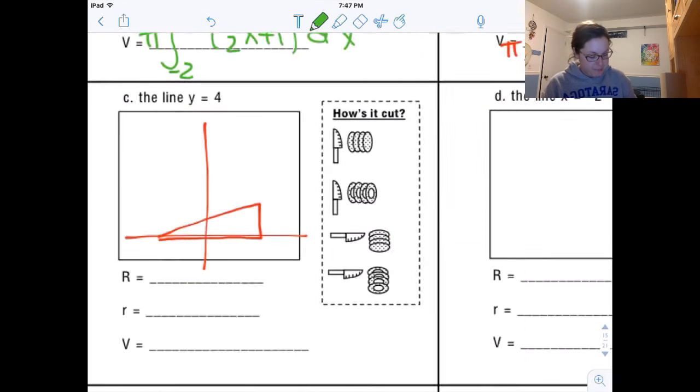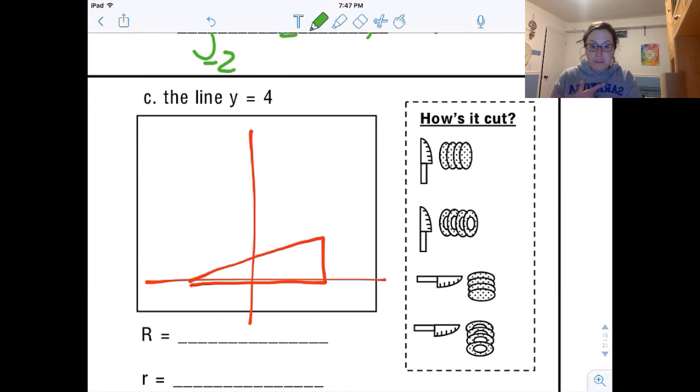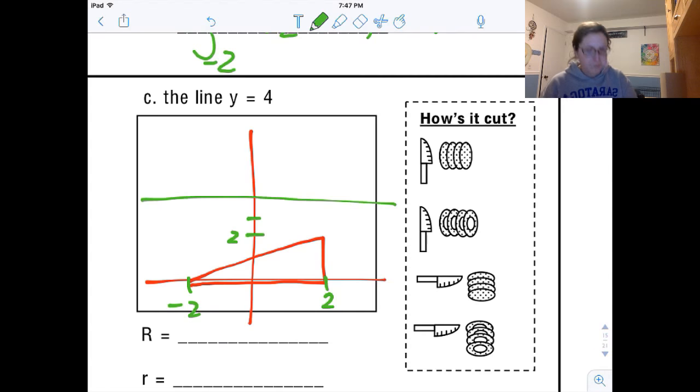Okay, let's do another one. Let's look at this one. Same region, still going from -2 to 2, right? That hasn't changed. Now we're going around y equals 4. We know that's 2. So y equals 4 would be up here.